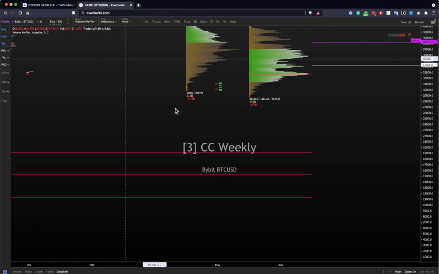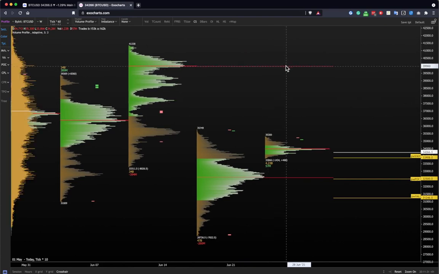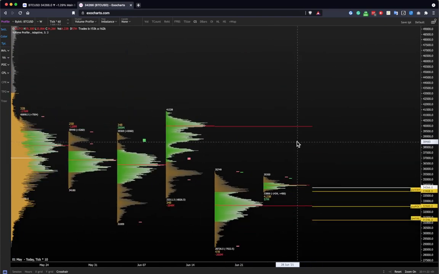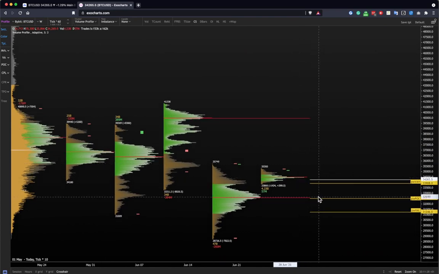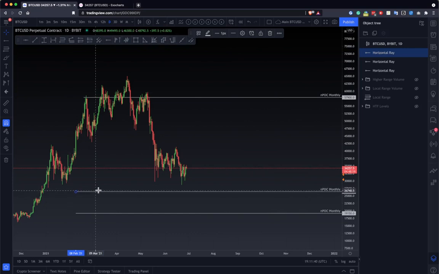Let's go and check the weekly. Yeah, this is very close to that one. So this is the current week. This is the last week point of control. Let's mark this, 32,580. Again, this is inside the range.